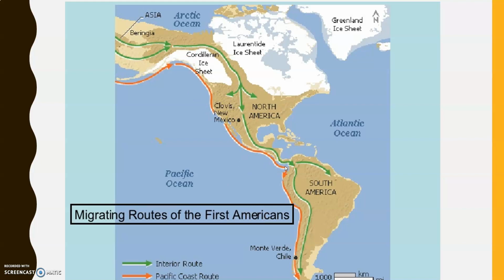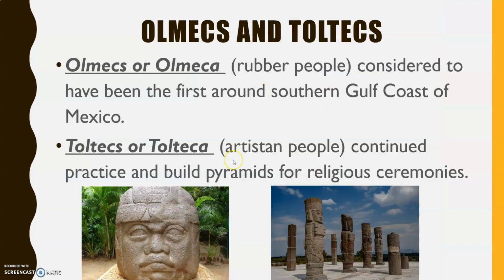One of the first cultures that we started to see here really quick were what we call the Olmecs and the Toltecs, the Olmeca or the Tolteca people. The Olmecs is basically translated into the people of rubber, or the rubber people. Basically their main resource was rubber. They're considered to have been the first around the southern Gulf Coast of Mexico.